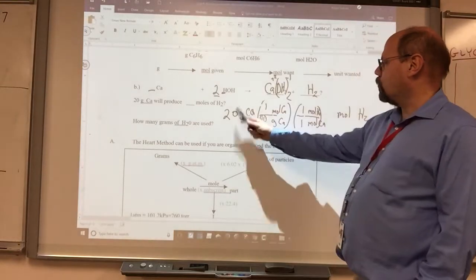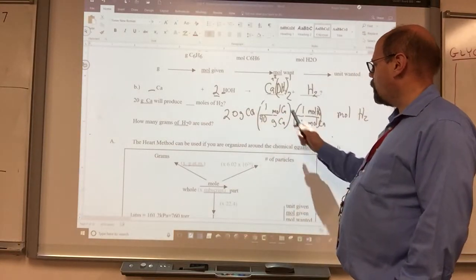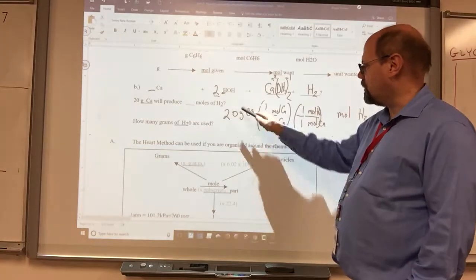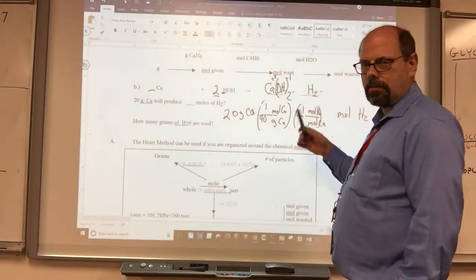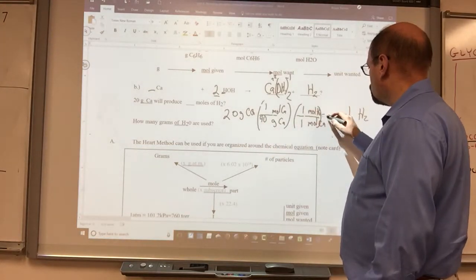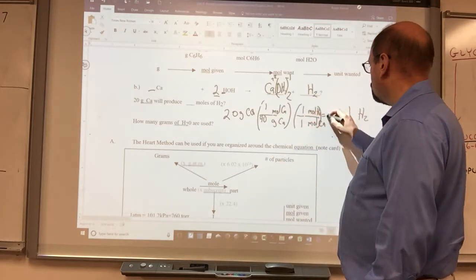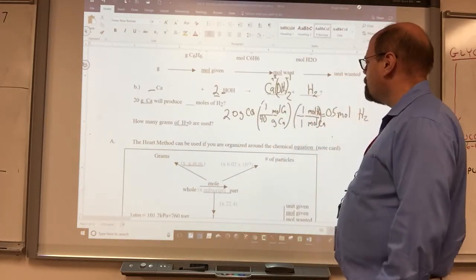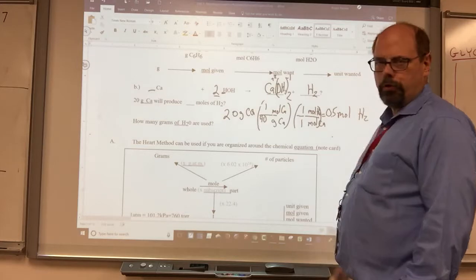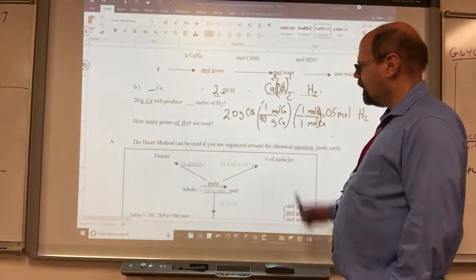So now all I do is I take 20 times 1 times 1 divided by 1 divided by 40 in the calculator. I just take 20 divided by 40, right? Those other numbers will get in the way. This is just going to be 20 divided by 40 is 0.5, or 1/2 a mole of hydrogen is produced. Cool? That's the way we do these.